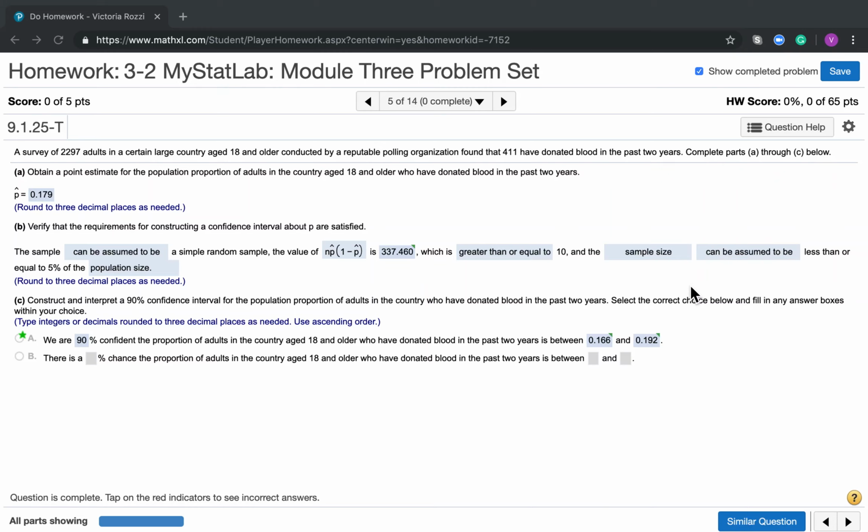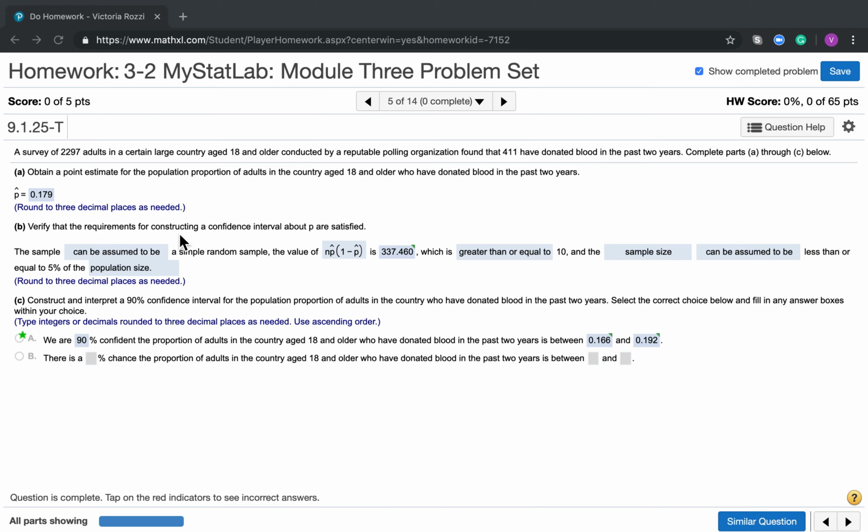This is a video for homework 3, problem 5. They changed this problem a little bit in the text. It used to be just 9.1.25, and then they added this T. And I believe what they added when they added the T was this whole B section here. So we're going to go over that.